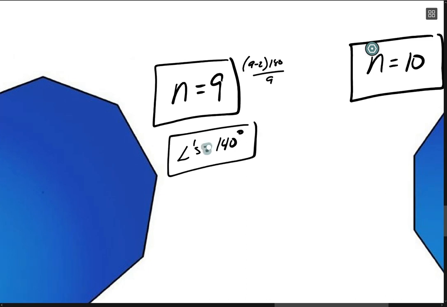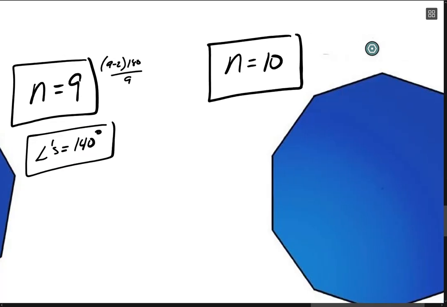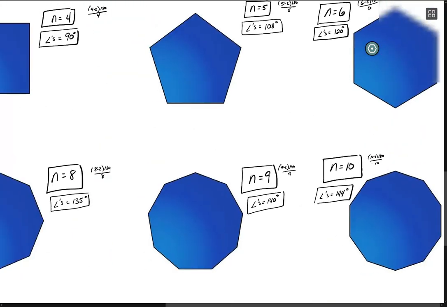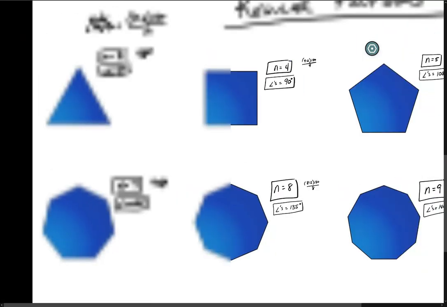You guys remember we made a table with this, didn't we? You get the angles you say equal to what? 144. And of course, we could go on, but we're not going to, because what I'd rather do is talk about the apothem and perimeter.